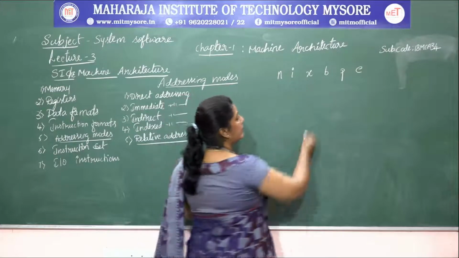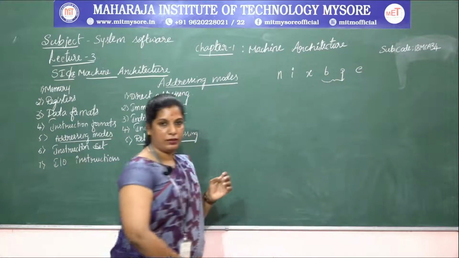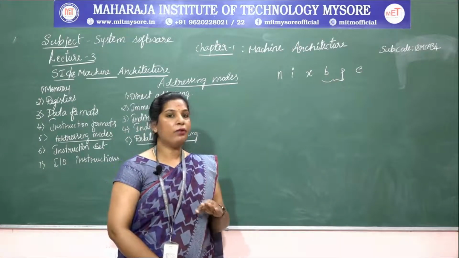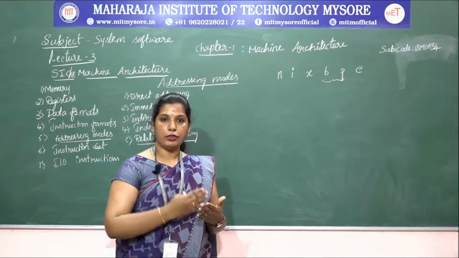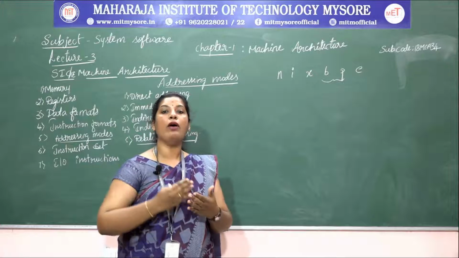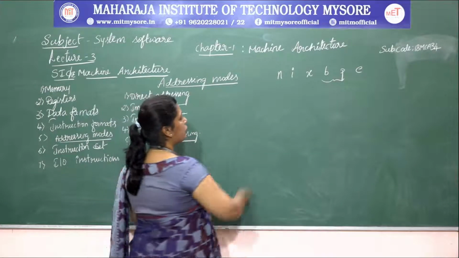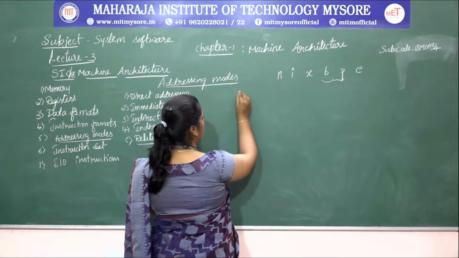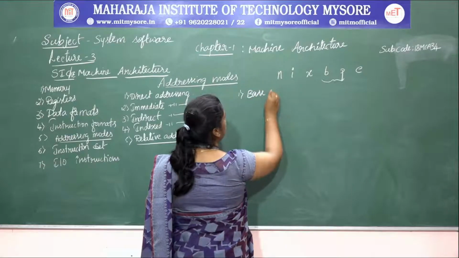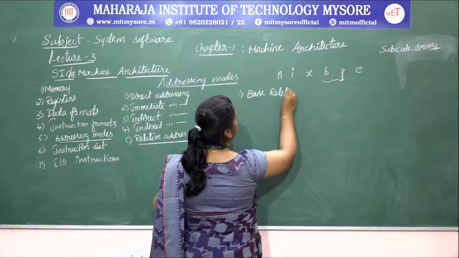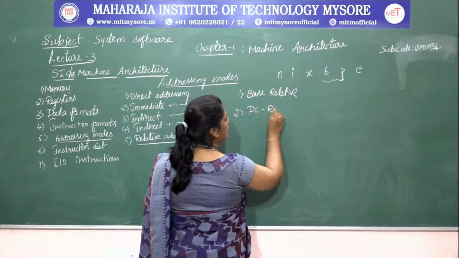In this case, either the B bit or the P bit should be 1, because at the same time we cannot give both relative addressing modes. So either it should be program counter relative addressing mode or base relative addressing mode. So mainly in relative addressing mode, one is base relative addressing mode and another one is program counter relative addressing mode.